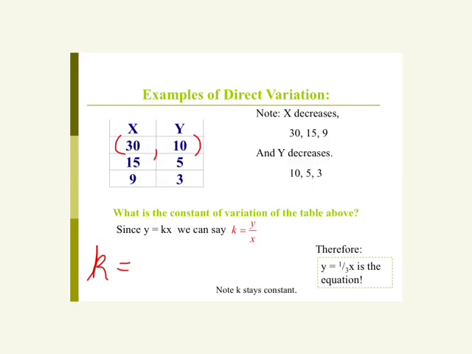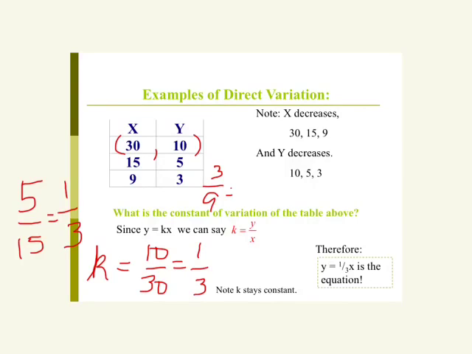Another example of a direct variation: we find our k by taking the ordered pair, the y divided by the x. Since this is a fraction, I'm going to reduce top and bottom by 10, and I get 1/3. If I do that with 5 divided by 15, dividing both by 5, I also get 1/3. And 3 divided by 9 would also reduce to 1/3.